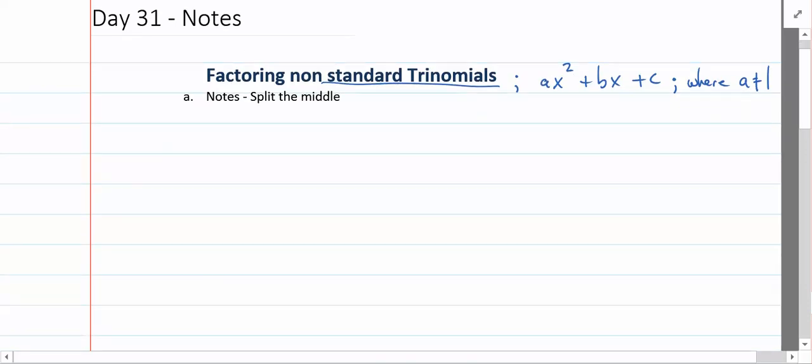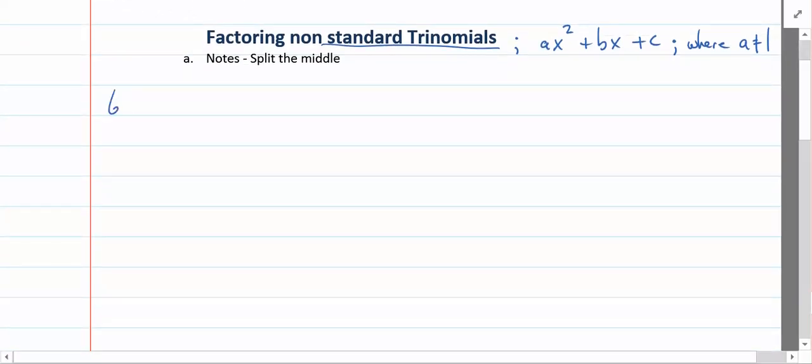Now here's an example of one. We have, let's say, 6x squared plus 5x minus 6. This is our example number 1.